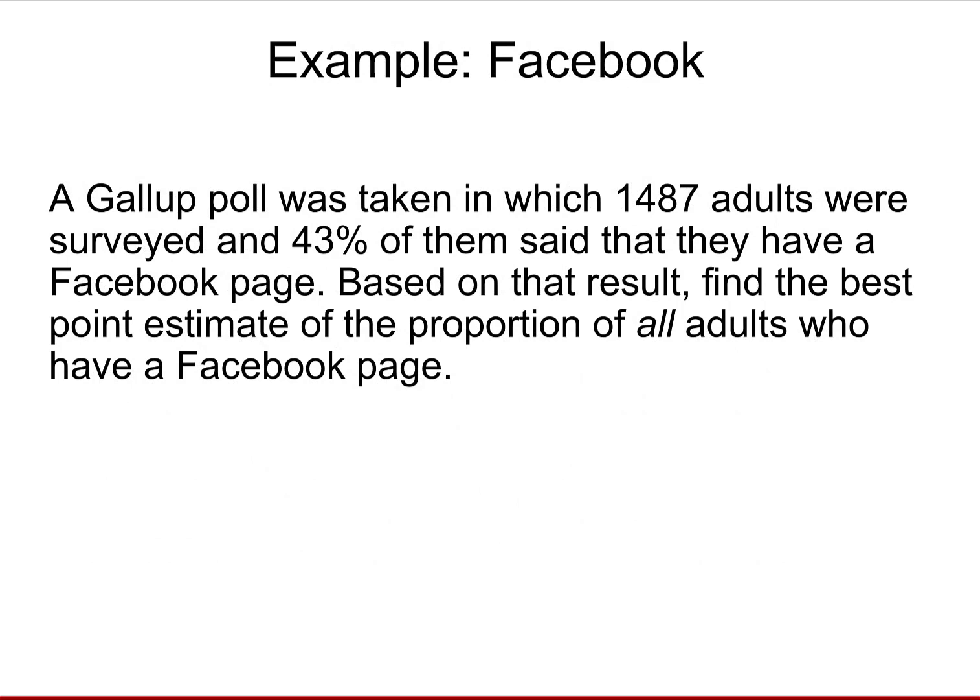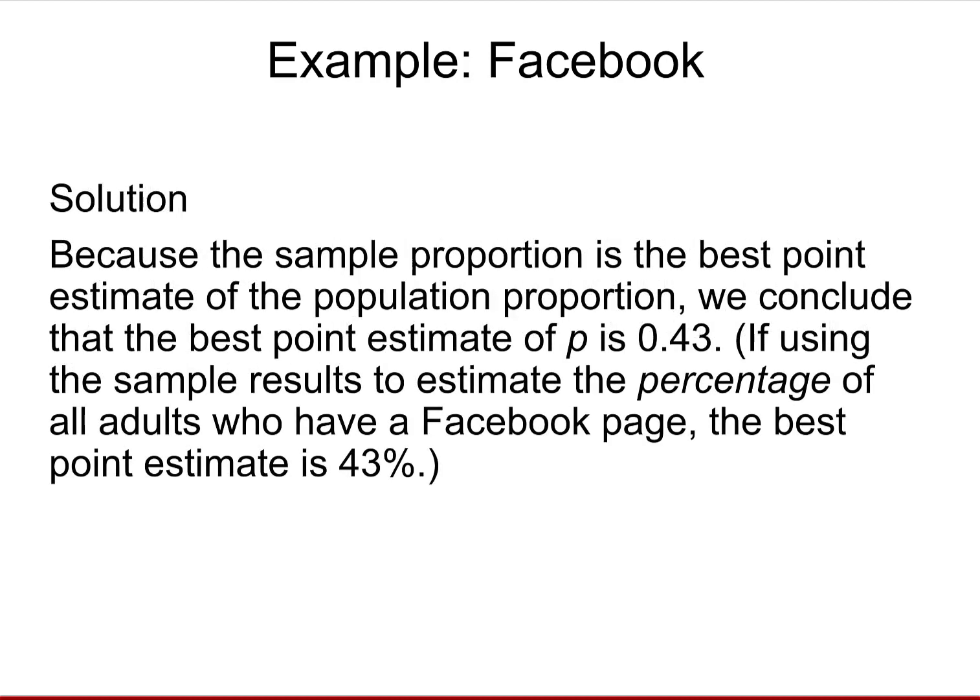Let's work an example with Facebook. A Gallup poll was taken in which 1,487 adults were surveyed and 43% said they have a Facebook page. Based on that result, find the best point estimate of the proportion of all adults who have a Facebook page. Because a sample proportion is the best point estimate of the population proportion, we conclude the best point estimate using this sample would be 0.43.